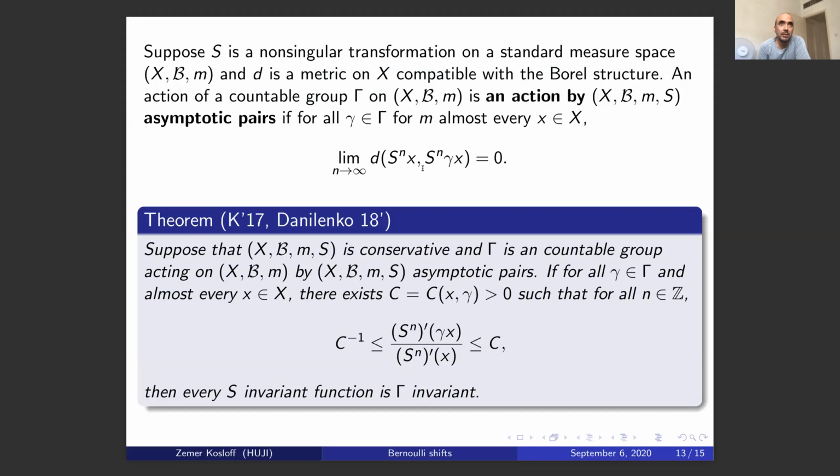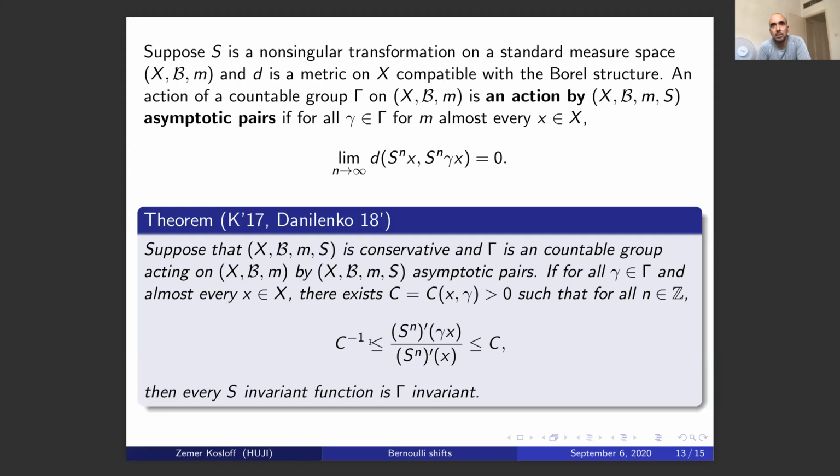And this notion was related by the Hopf method in my first paper and then refined by Danilenko, which is the Hopf method for non-singular dynamical systems. So we have any dynamical system, we have a countable group acting on the space by asymptotic pairs. And then we need some condition on the Radon-Nikodym derivative. So for almost every x, I have some constant which will depend on x and gamma, such that for all integer times, the ratio of the Radon-Nikodym derivative at gamma x and the Radon-Nikodym derivative at x is bounded between these two constants. If we have this condition, then we show that every S invariant function is gamma invariant.